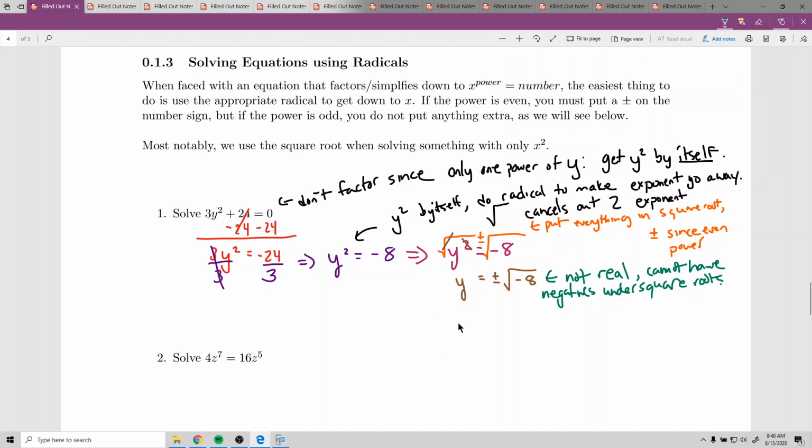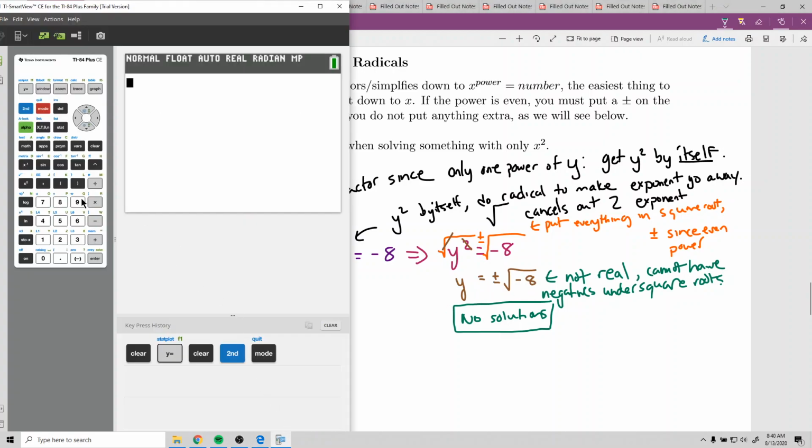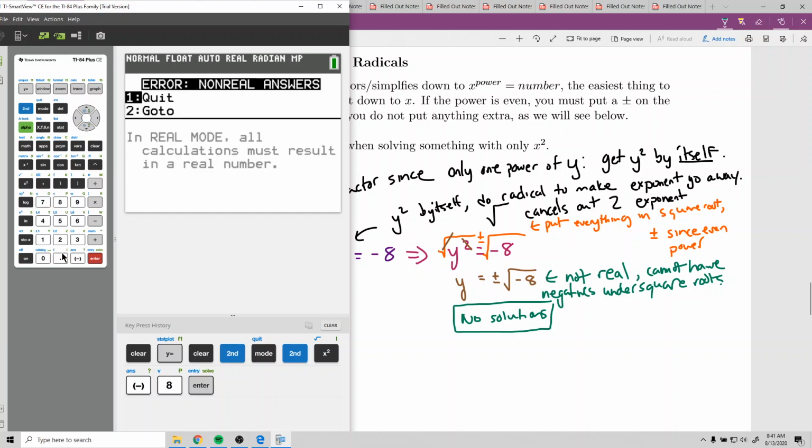That means there's actually no solutions to this problem. Because we solved for y, we got only imaginary answers. This plus or minus doesn't even matter for this problem because that number is not real. If you want to check it, or you just forgot about it, you can check on the calculator. You can do the square root of negative 8, and it'll tell you it's not a real answer.